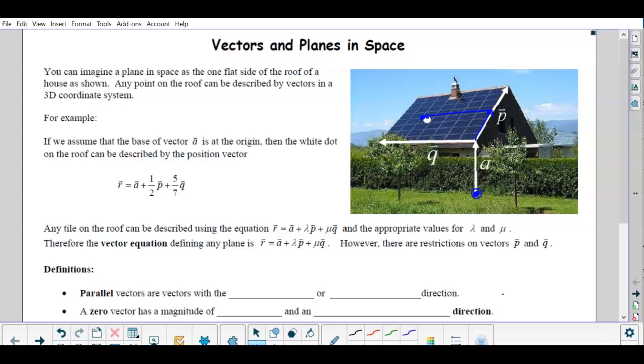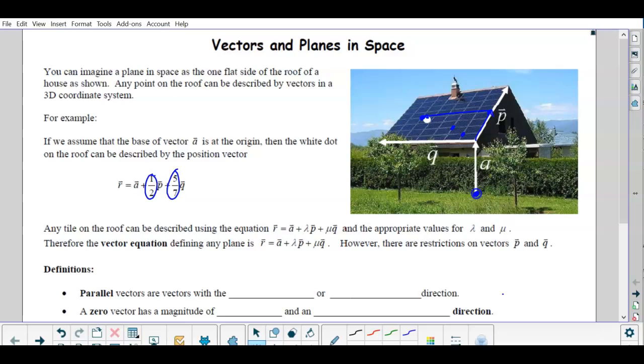Now, any combination of these, P and Q, will get you every point. So I could do 1/8 plus 1/7, I get that point. 2/8, 2/7, I get that. You can get every point along there. So these are your parameters.